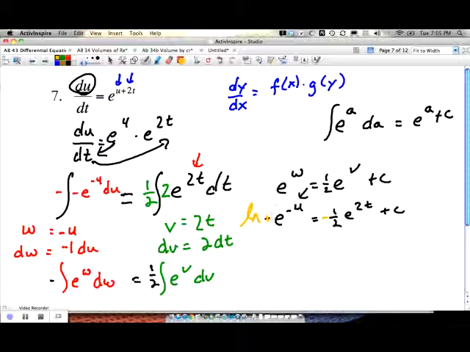Then I need to take the natural log of each side. And on the left side, that is going to undo my exponential function. I'll just have -u equals natural log of -1/2 e to the 2t plus c. Now I need to make this u negative or positive. Just like I changed before, I'm going to make that positive, and I'll make the left side negative. So there's my function. And it even has my constant of integration wrapped up in it.